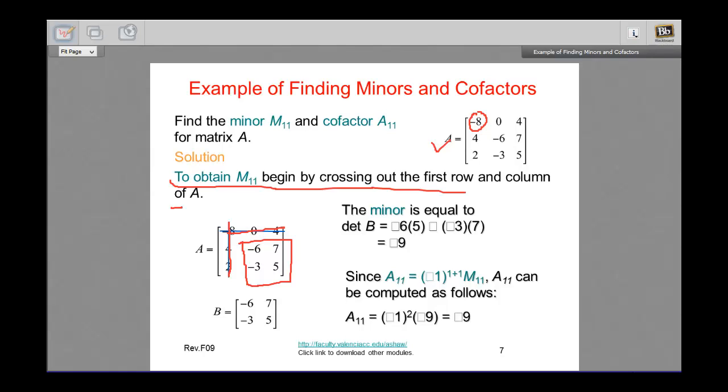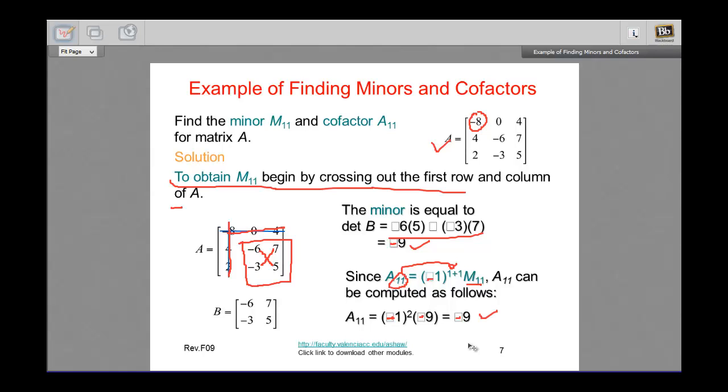So we write here, we multiply minus 6 by 5 and 7 by minus 3. In this way, when we multiply here, we get the determinant of B equal to minus 9. Similarly, what is the cofactor of this element minus 8? The cofactor will be equal to minus 1 to the power 1 plus 1 times M11. So A11 will be equal to minus 1 to the power 2, and the value of the determinant of B is minus 9. So the answer will be minus 9.